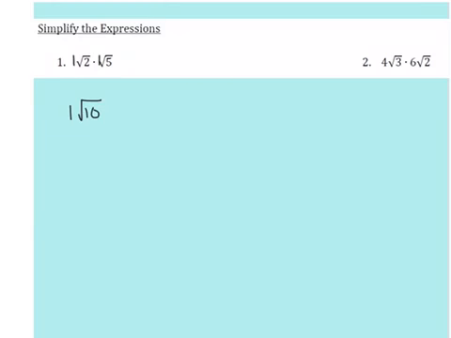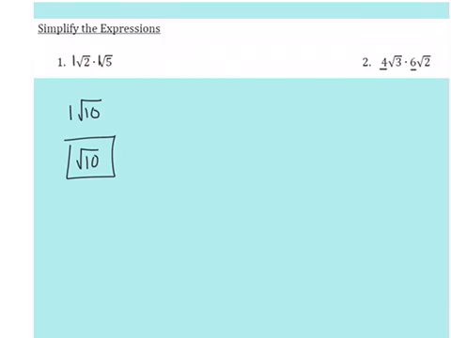So my perfect squares, start with the highest to the lowest, I'm going to start with 9. 9 doesn't go in. 4 doesn't go in. 1 doesn't go in. So nothing can be simplified out of the square root of 10. So I'm just going to leave this as the square root of 10, and that's going to be my final answer.